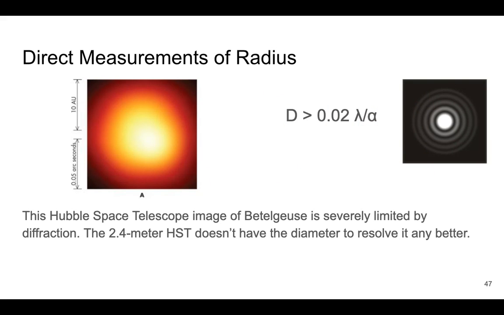The first one out of these three images was an image of Betelgeuse taken with the Hubble telescope. The Hubble telescope, of course, is limited by diffraction, as all telescopes are. And remember, you get this kind of pattern. Quick, what's this kind of pattern called? It's called an Airy disk. Yeah, it's a diffraction thing. So Hubble's limited by diffraction, so it couldn't resolve Betelgeuse any better than this. It's basically just a big blurry thing.